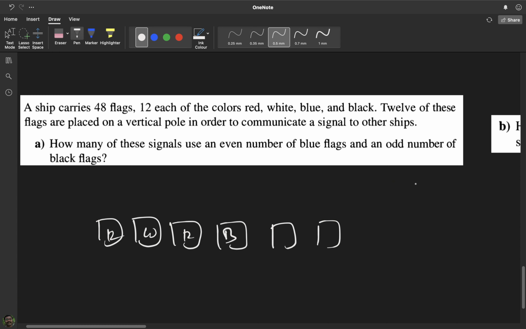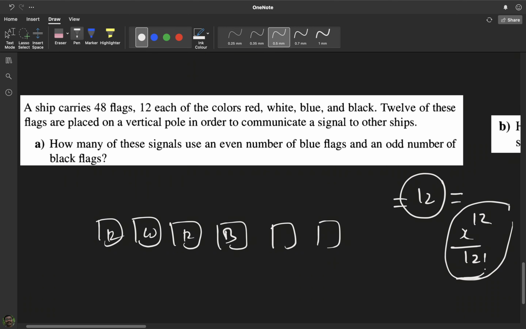So you will need to arrange 12 objects. That means you need to look at the coefficient of x raised to 12 by 12 factorial. You need to arrange 12 out of these 48 flags, so we will be looking at the coefficient of x raised to 12 by 12 factorial.